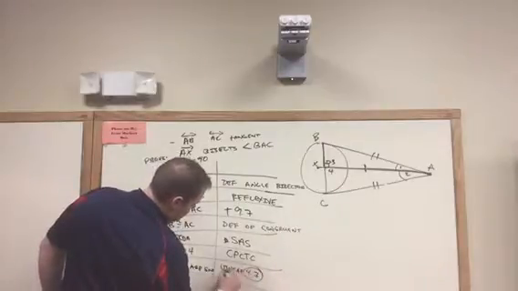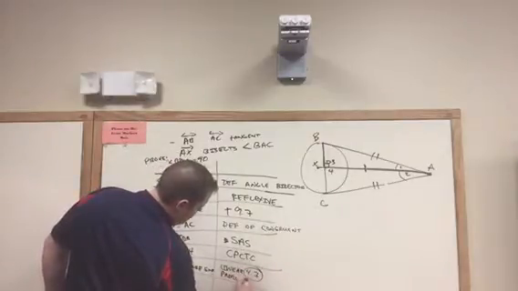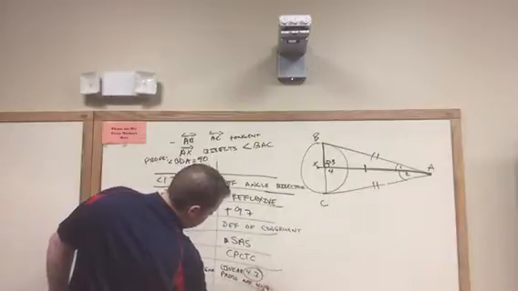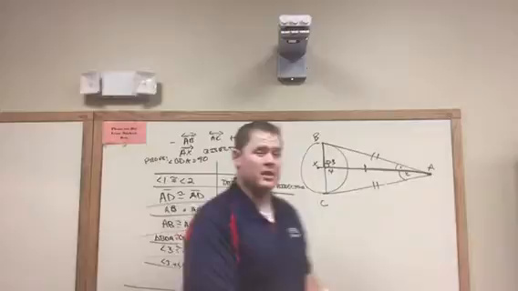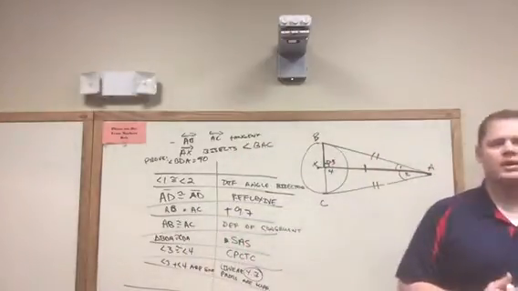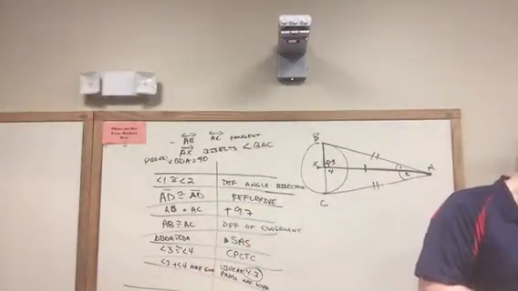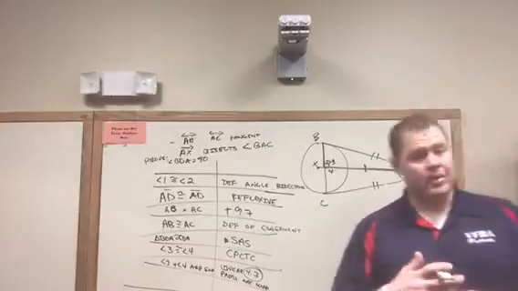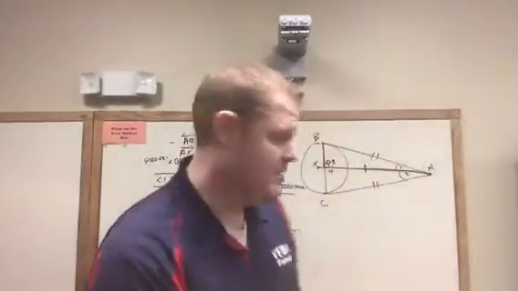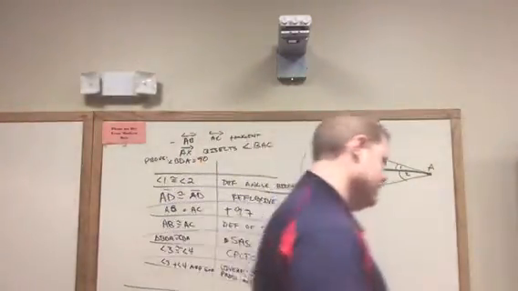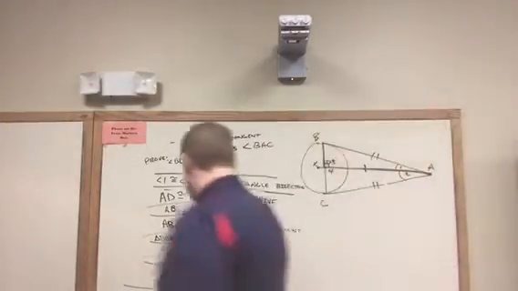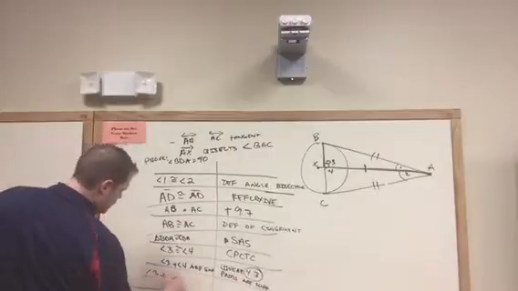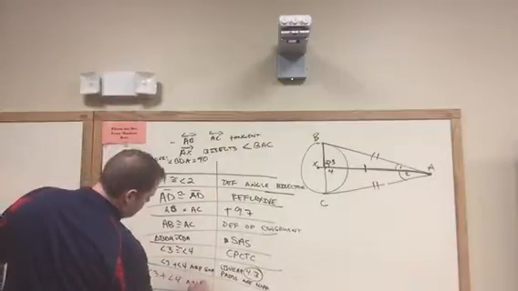Linear pairs are supplements. Now, last step. If they're supplementary, what do they equal? 180. Well, remember what I said. If they're supplementary and congruent, then they are what? They are 90 degrees. They're right angles. So, angle 3 and angle 4 are right angles. Why are they right angles?